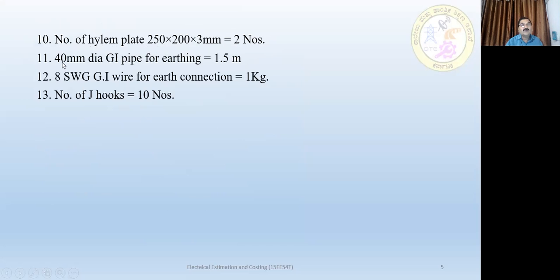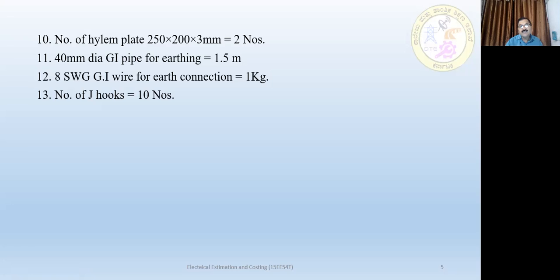Now 40 mm dia GI pipe for earthing. 40 mm dia, it is 3 mm. I have not mentioned here. It is 3 mm thick. 40 mm dia, 3 mm thick GI pipe for earthing is 1.5 meter, and 8 SWG GI wire for earth connection. So we need about 10 meter.